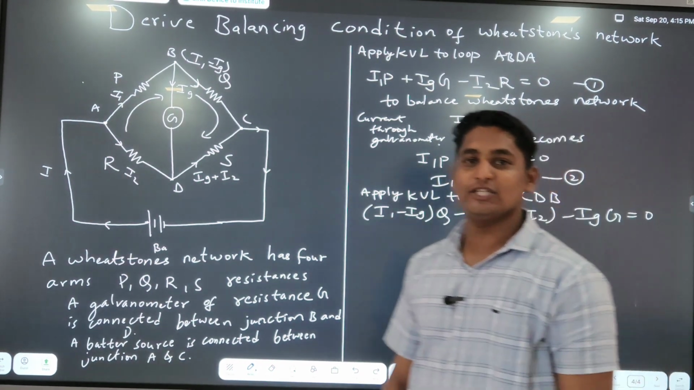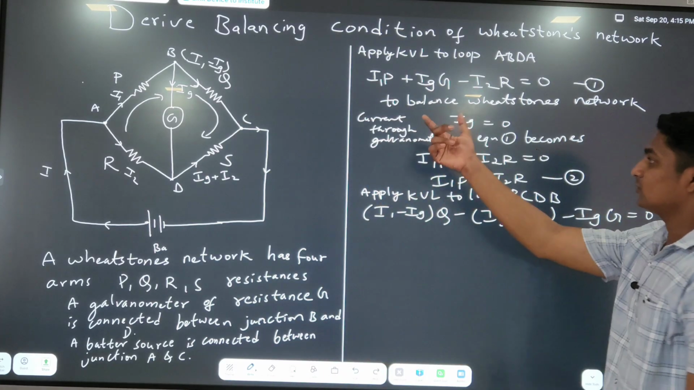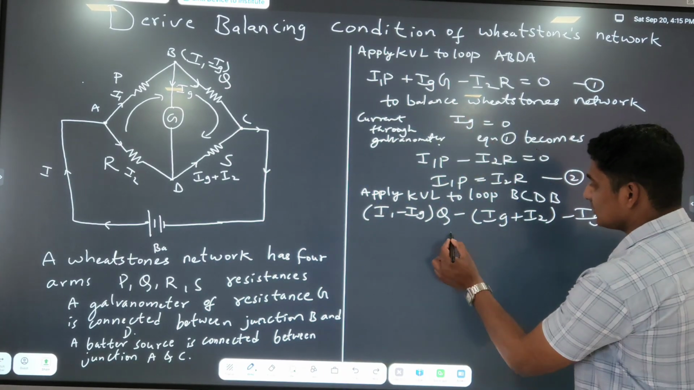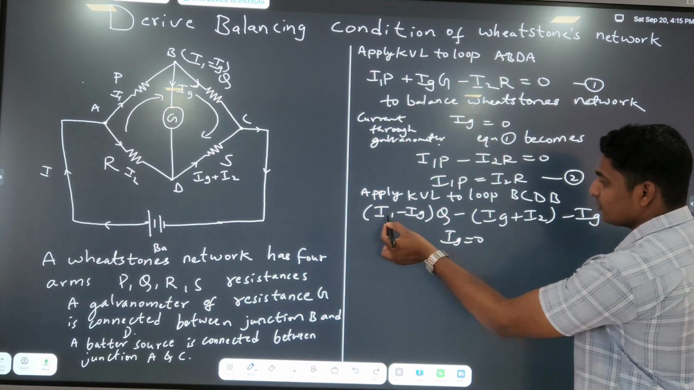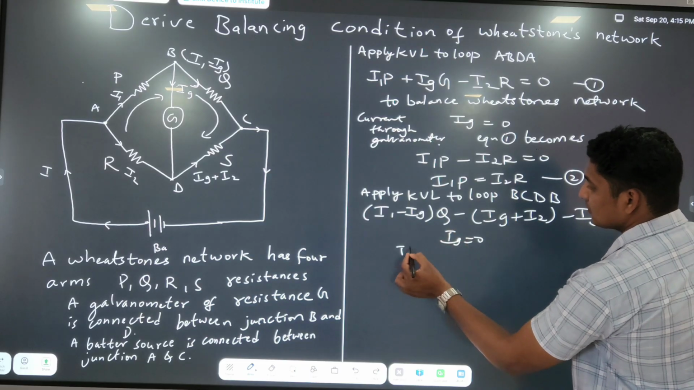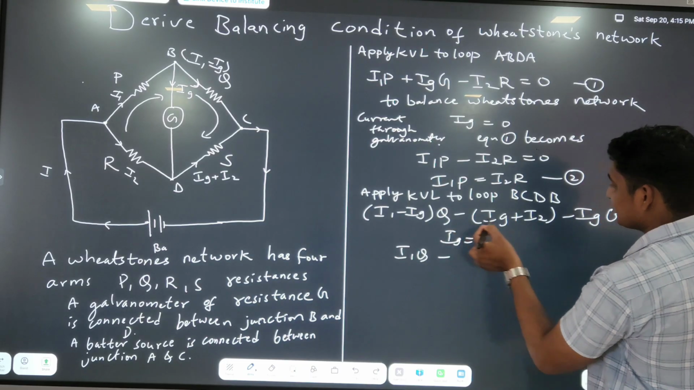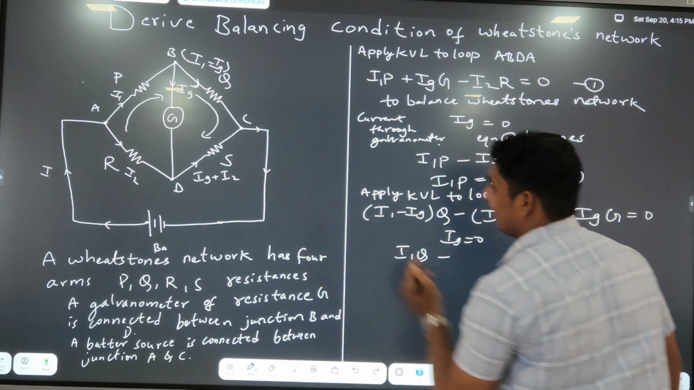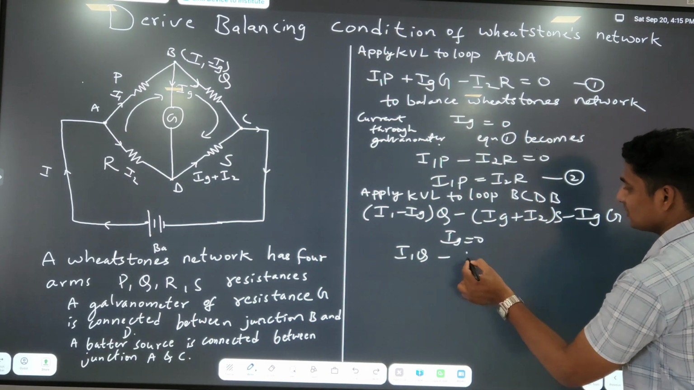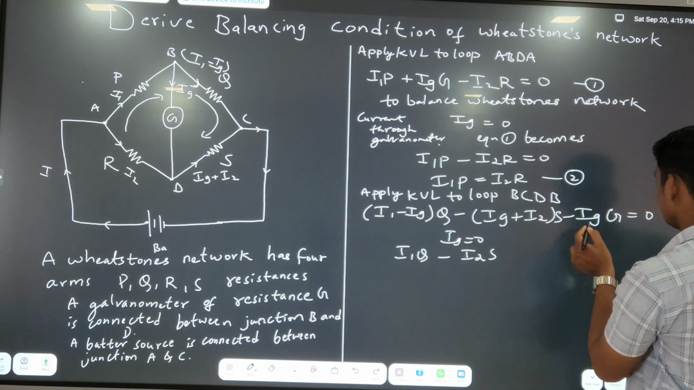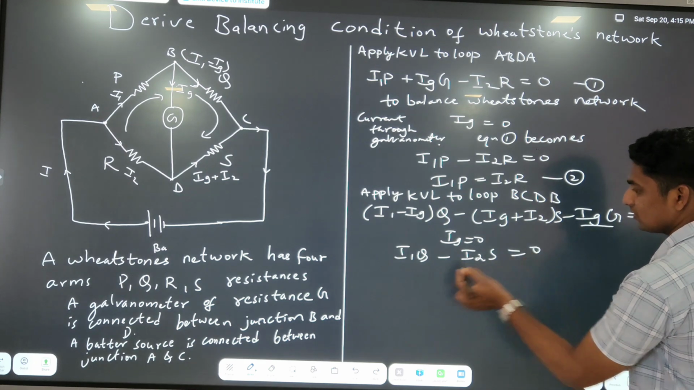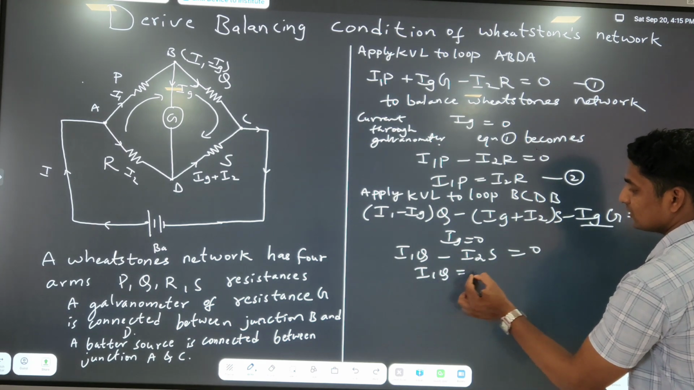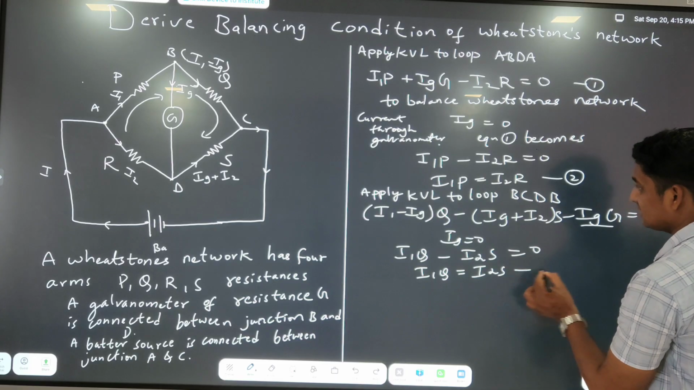As IG is equal to 0, to balance the Wheatstone network, the equation will become I1 Q minus I2 S, and we had forgotten this S, is equal to 0. I1 Q is equal to I2 S. This is equation number 3.